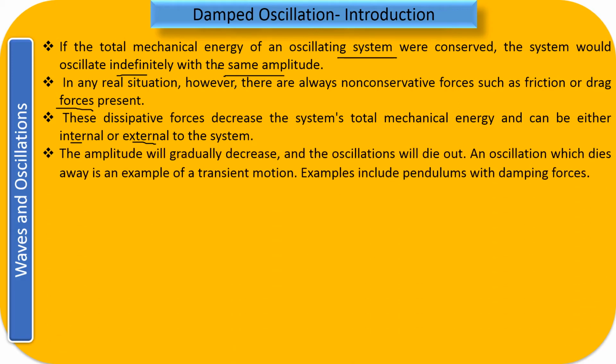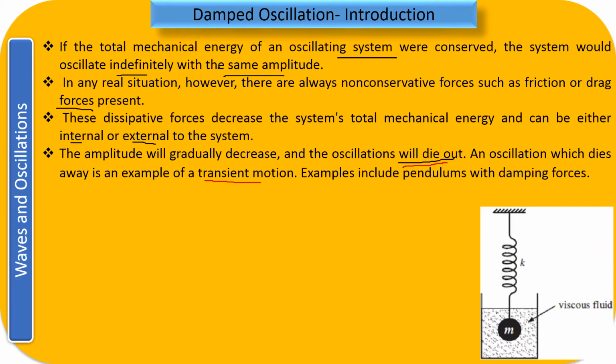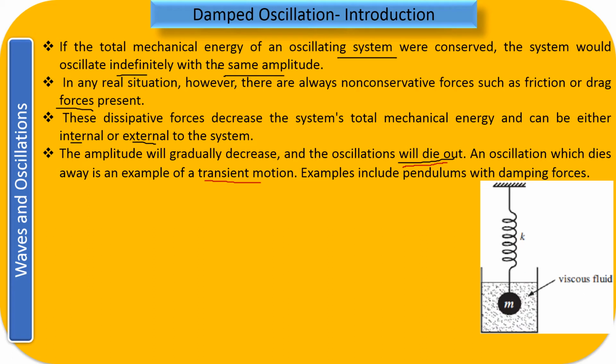The amplitude will gradually decrease and the oscillation will die out. Slowly it is going to decrease, and there will come a time when oscillations can even stop. That is, you will have completely zero oscillations. The amplitude will die down. Oscillations which die away are an example of transient motion. Examples include the pendulum with damping forces, with which all of you are aware.